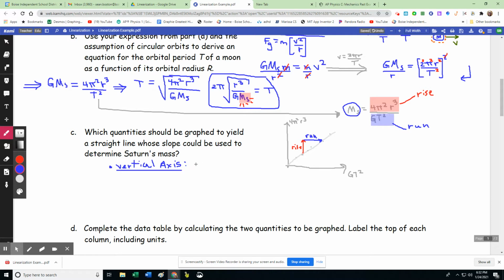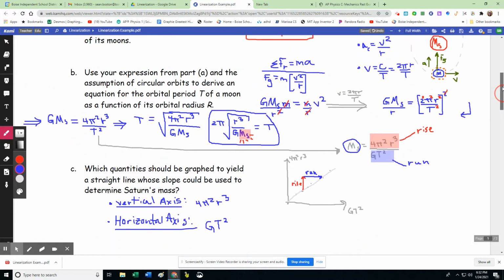And maybe I should put that in a different color, but anyways, vertical axis is going to be 4 pi squared r cubed, and horizontal axis is going to be g t squared. And there you go. That's essentially how every one of these problems is going to work out.